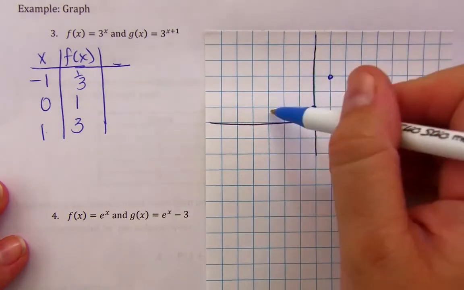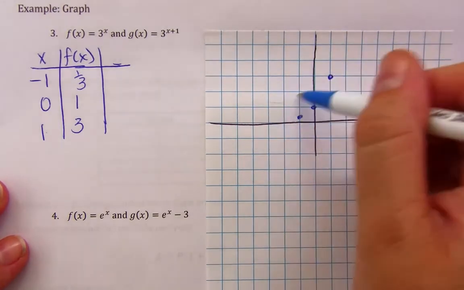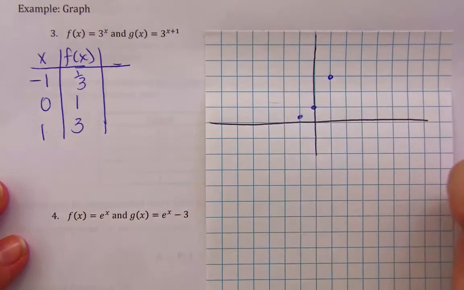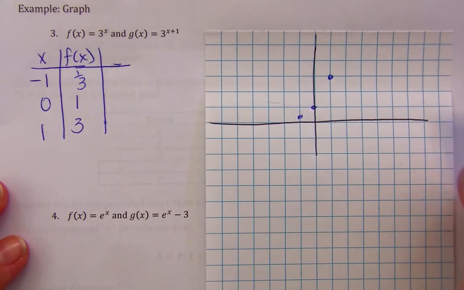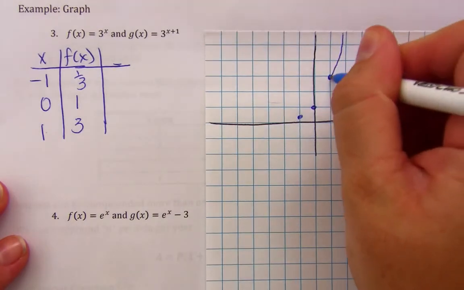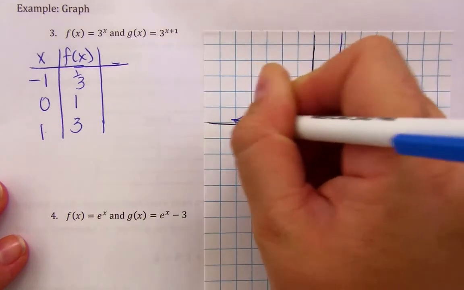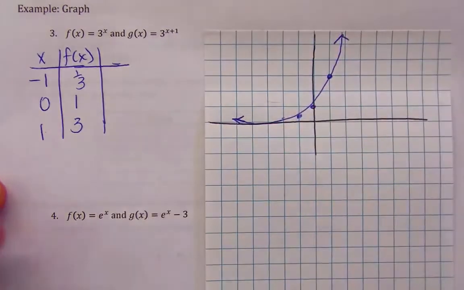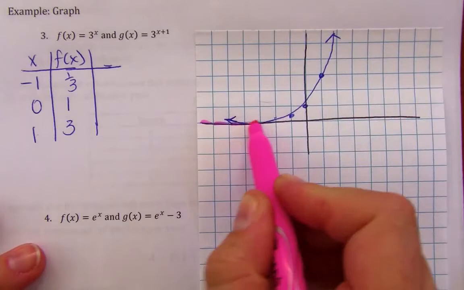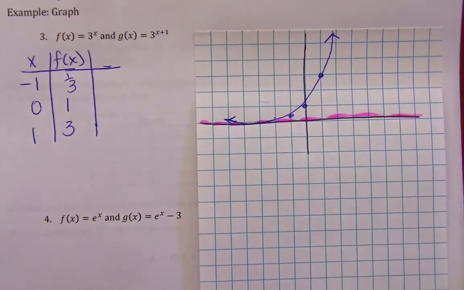Knowing that this is an exponential function, knowing the shape of graph that I'm graphing, this is enough for me to know what this looks like. So I'm going to go ahead and graph that. And I know that I have an asymptote at the x-axis here, so I want to make sure I include that. And now let's go ahead and graph g of x.